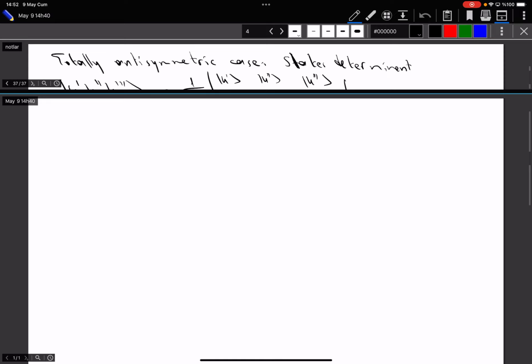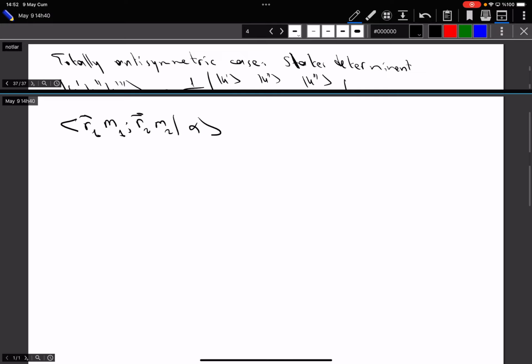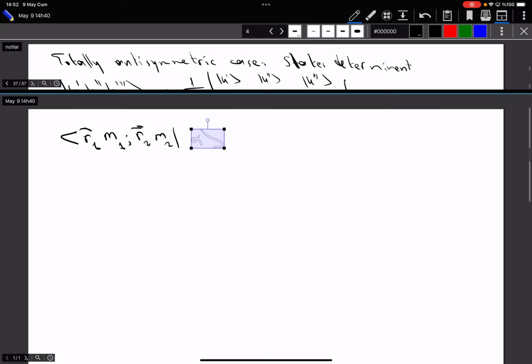But before continuing that, let me also mention one more thing. Okay, we were writing down these wave functions. At some point we were also looking at these states: the position and momentum, spin. We have this state alpha. And then we said, what happens if we put the exchange operator here? Well, I can act the exchange operator on the left or on the right. If I act it on the left, what I will get is R2, M2, R1, M1, alpha.